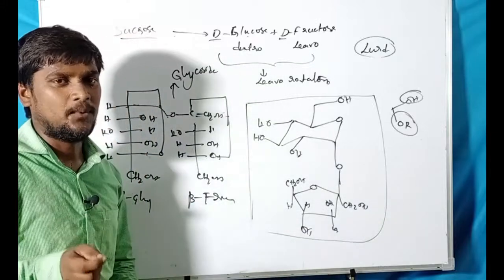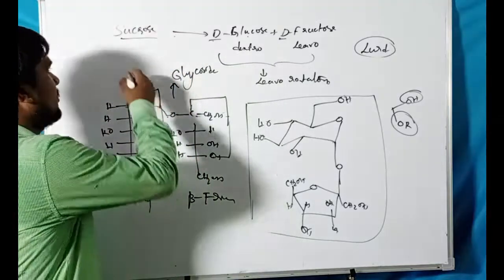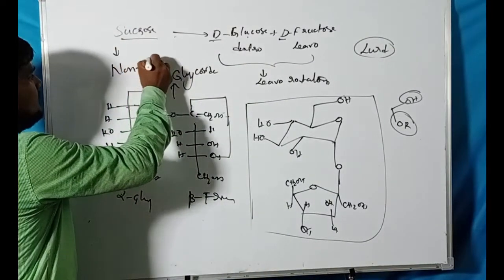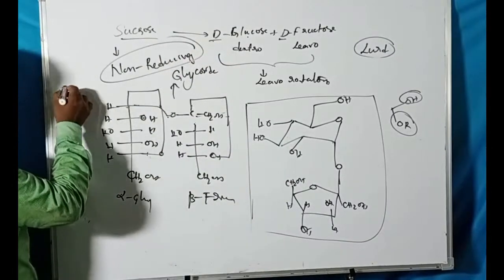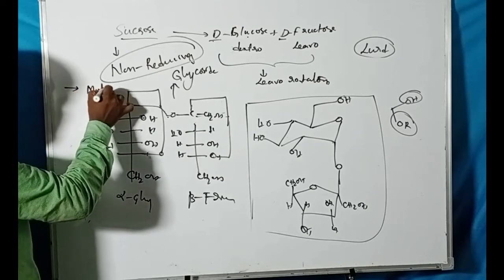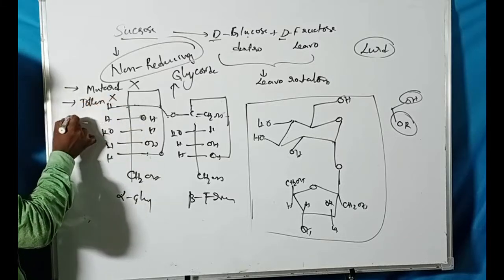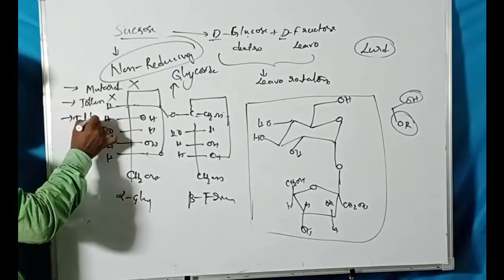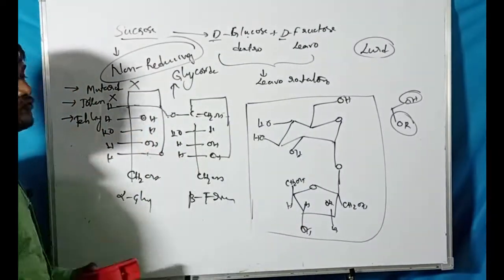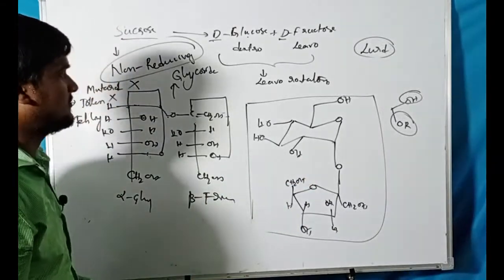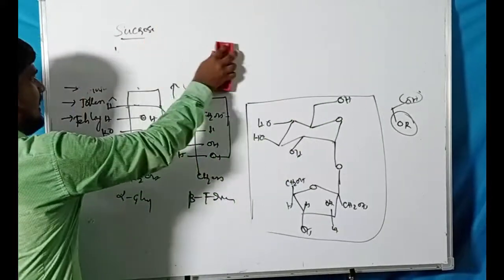So if any sugar does not reduce Tollens' reagent or Fehling's solution, then it is called a non-reducing sugar. That's why sucrose is an example of a non-reducing sugar. It cannot undergo mutarotation. It cannot reduce Tollens' reagent or Fehling's solution. This is the simplest information regarding sucrose. Now let us go through other examples: maltose as well as lactose molecules.